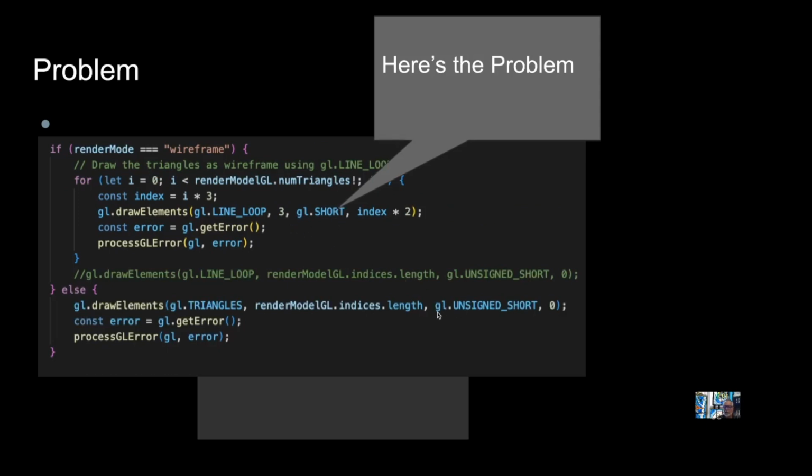GL is expecting an unsigned short, not a signed short. Now, the difference between those two is how the numbers are represented. With an unsigned short, you go from 0 to the max size, and a signed short interprets it from minus half the max size to plus half the max size that can be represented. So these are indices into a triangle, so a negative makes no sense. So they've actually hard-coded this.